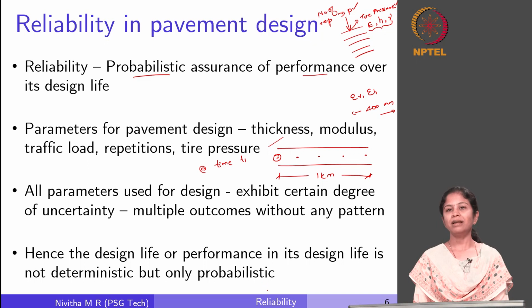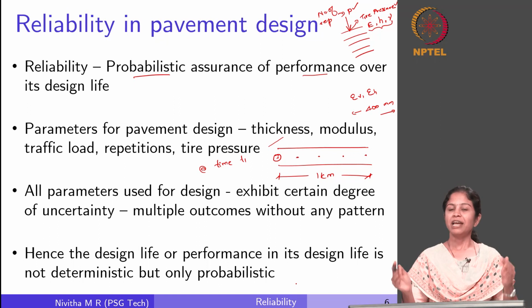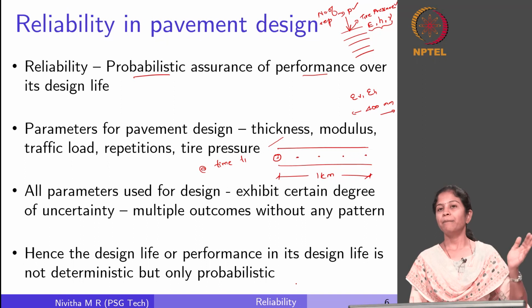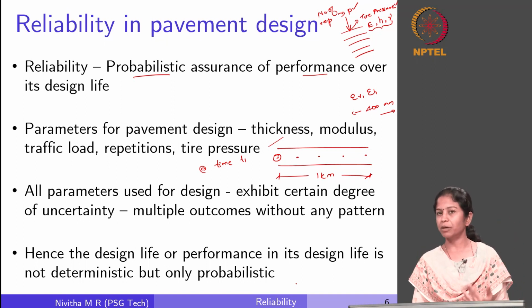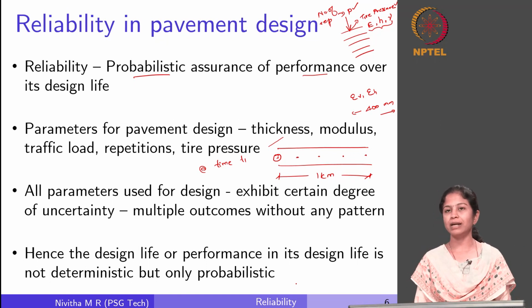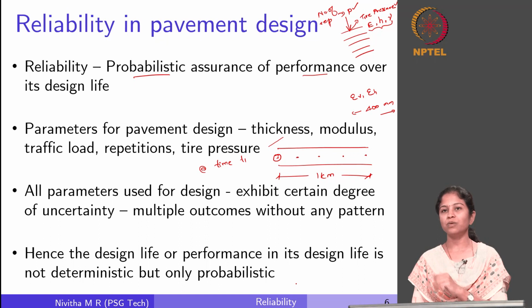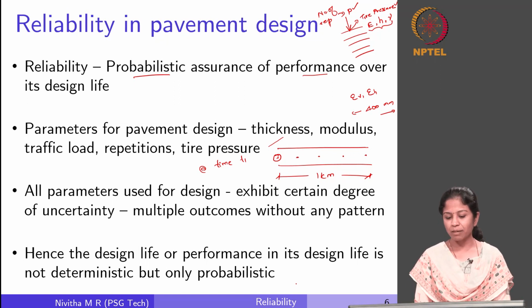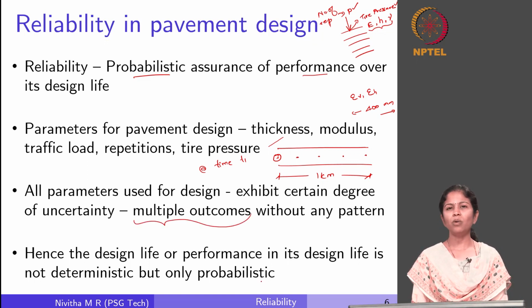Also, we have seen the effect of climate on all these material properties. If I take a particular year, these values are not going to be constant over a year because of the influences of, let us say, if you take a bituminous layer, the temperature parameters, or if you take a granular layer, the soil moisture related parameters. The modulus value is also going to vary. So, there are a number of parameters which contribute to variability in all these input parameters, and these variabilities are associated with multiple outcomes without any pattern.